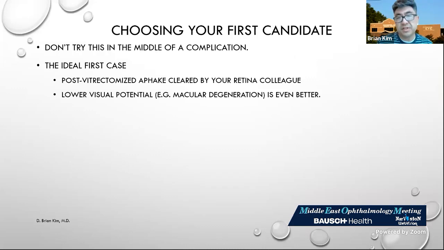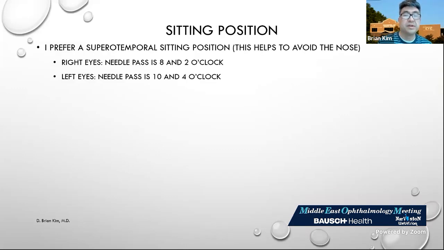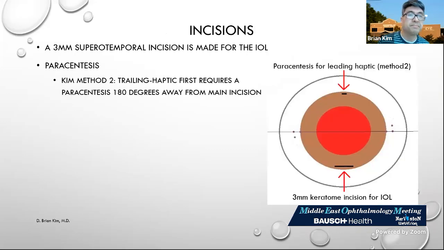And try not to do this in the middle of a complication. That's kind of the worst situation to do it. So if you're going to start the case, I like to sit obliquely, superior-temporal, if I'm going to do the surgery. This helps just to avoid the nose. In my experience, this is the best place. You want to make a 3mm incision superior-temporally, and then a paracentesis 180 degrees away.